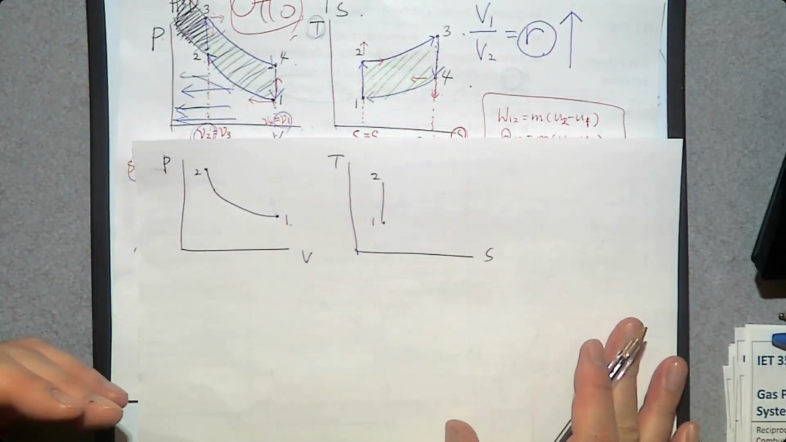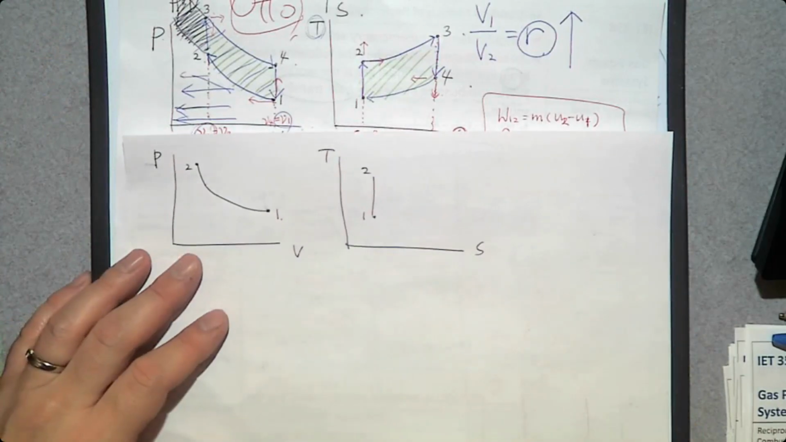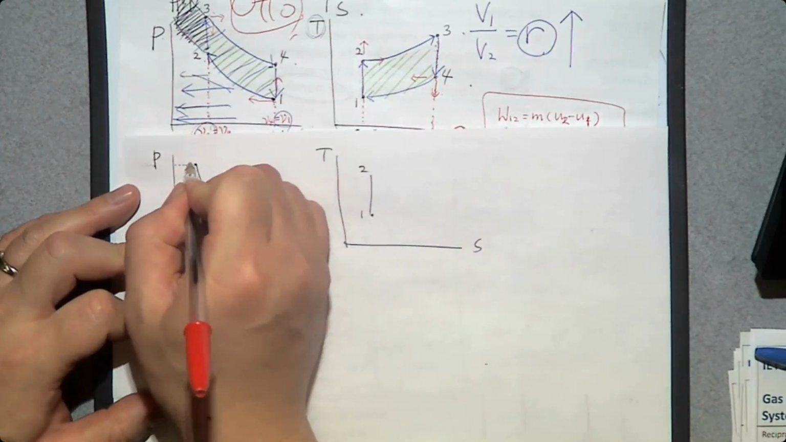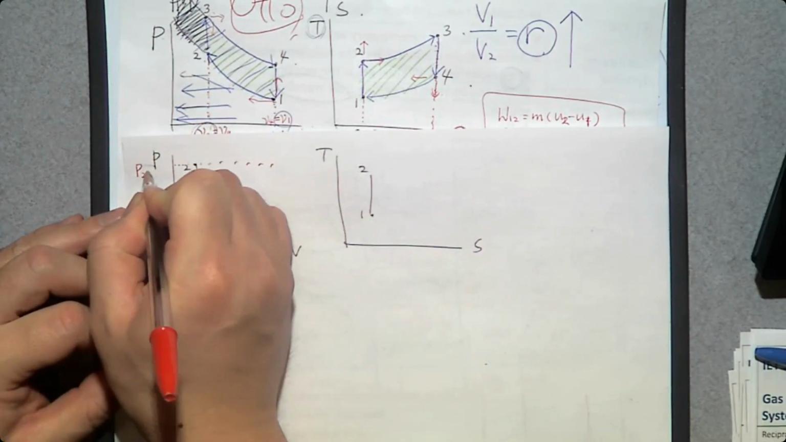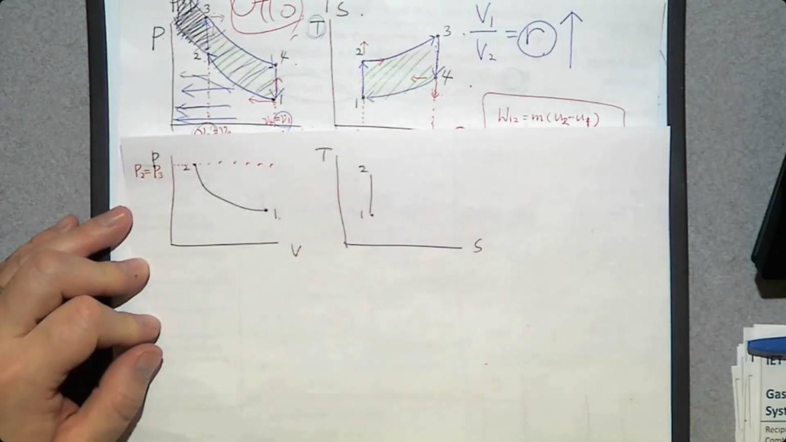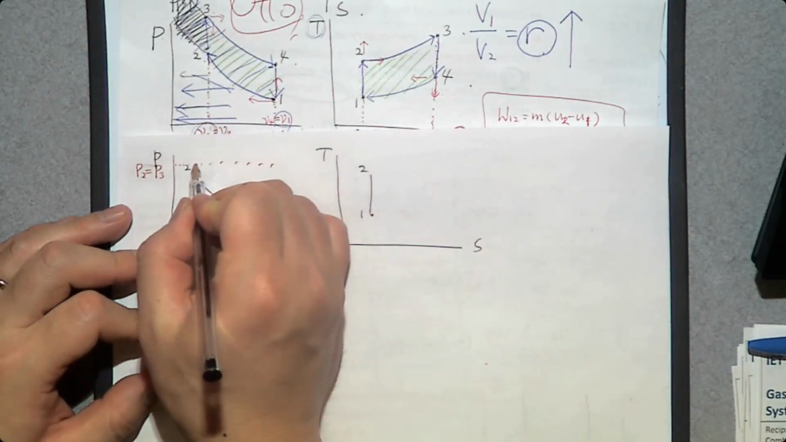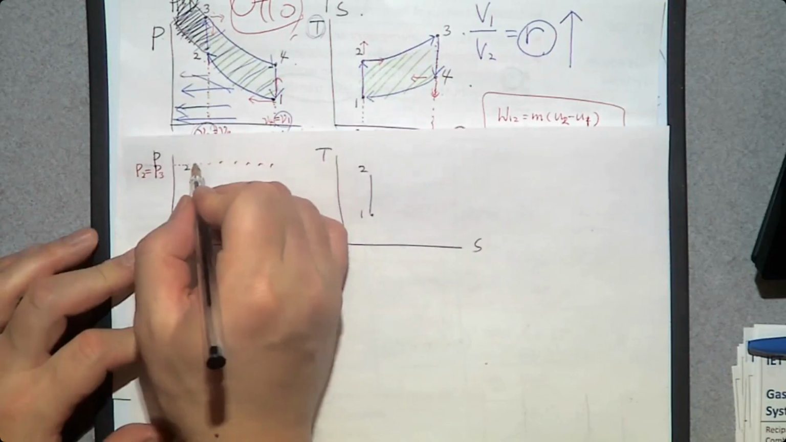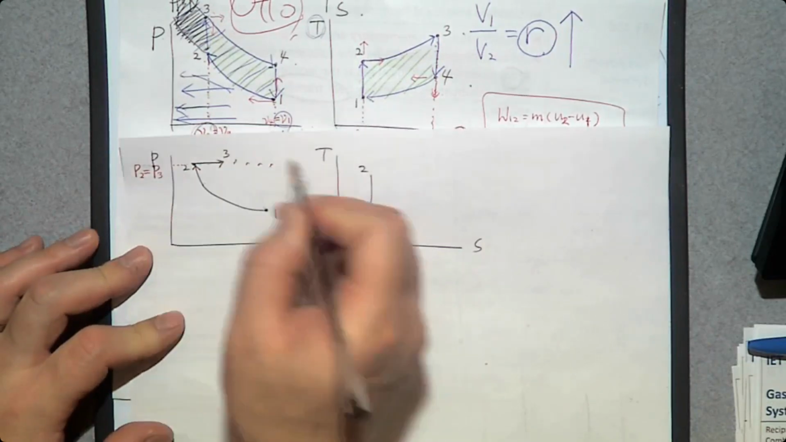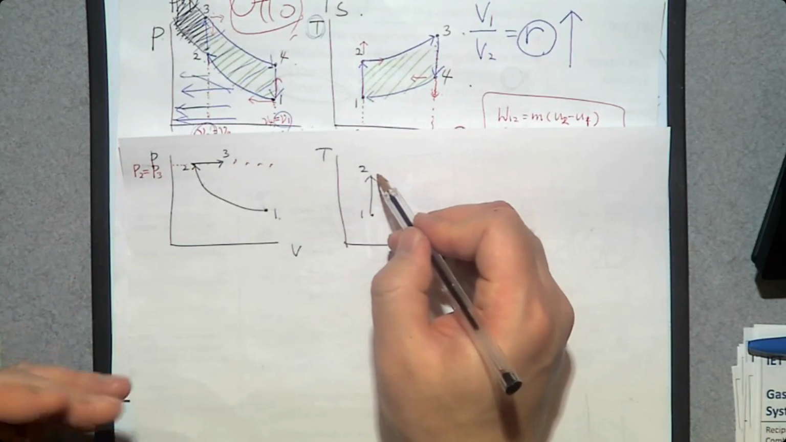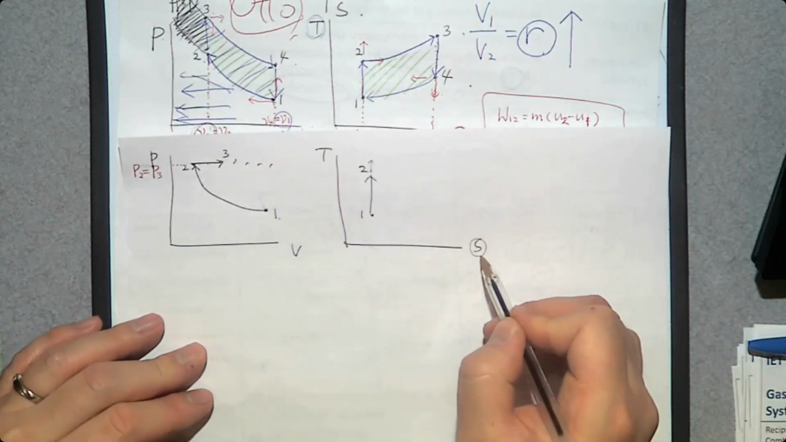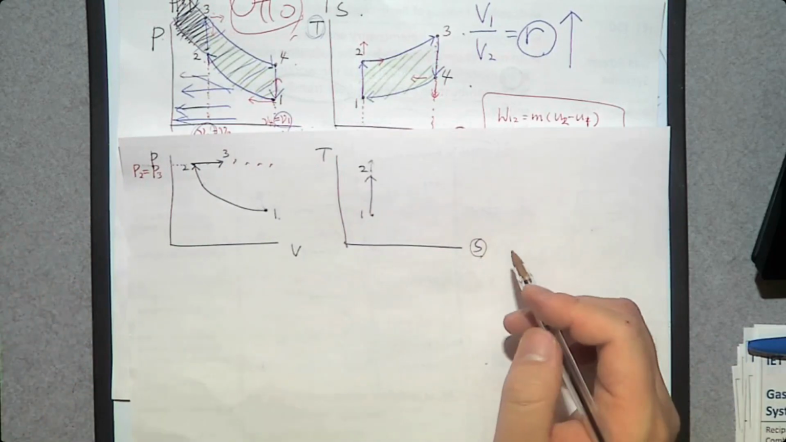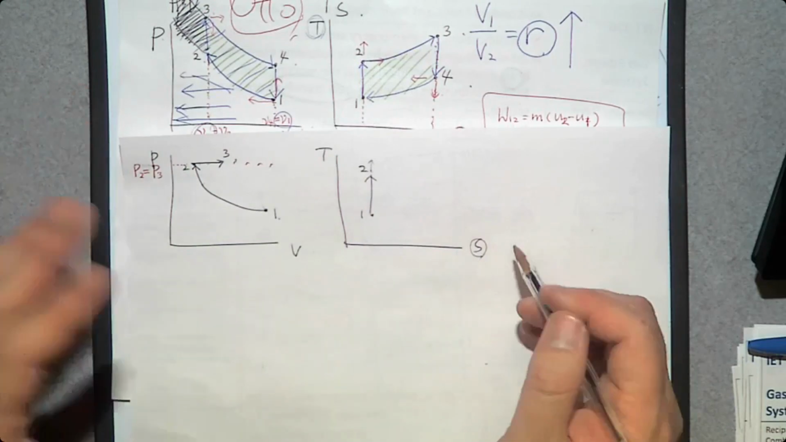Constant pressure heat addition. P remains constant. P2 is the same as P3. And it's a constant pressure heat addition. So heat is added, therefore volume goes up this way, to number 3. What about here? Heat is added, therefore temperature goes up. What about entropy? A waste form of energy is added to the system, so entropy goes up because you have more waste.